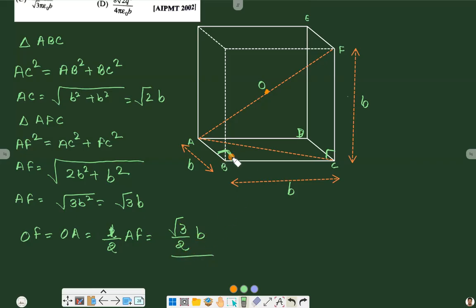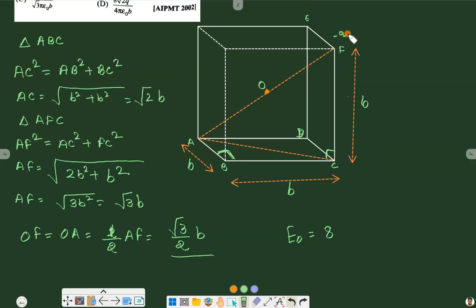Now we know that each of the charges is negative and potential is a scalar quantity, so direction does not matter. So the total potential energy at point O: there will be 8 charges, and there are 8 corners. A, B, C, D are 4 corners, and E, F, and 2 unnamed corners, so in total there will be 8 corners. So 8 charges. So what we do? We calculate the energy for one and then we multiply it by 8.